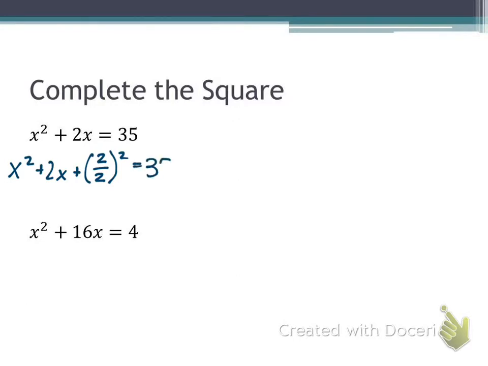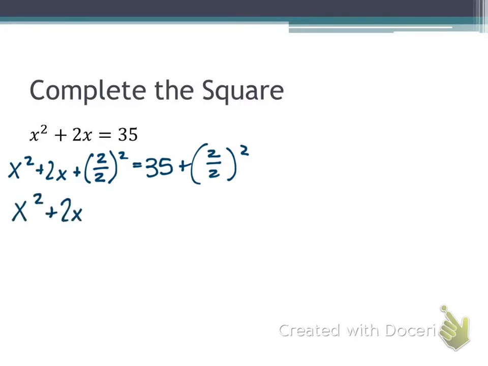Now, whatever I did on one side, I've got to do to the other. So 2 divided by 2 squared. What's 2 divided by 2? 1. What's 1 squared? 1. So I've got x squared plus 2x plus 1 equals 35 plus 1. Because I know whatever the one side equaled has to do the other.